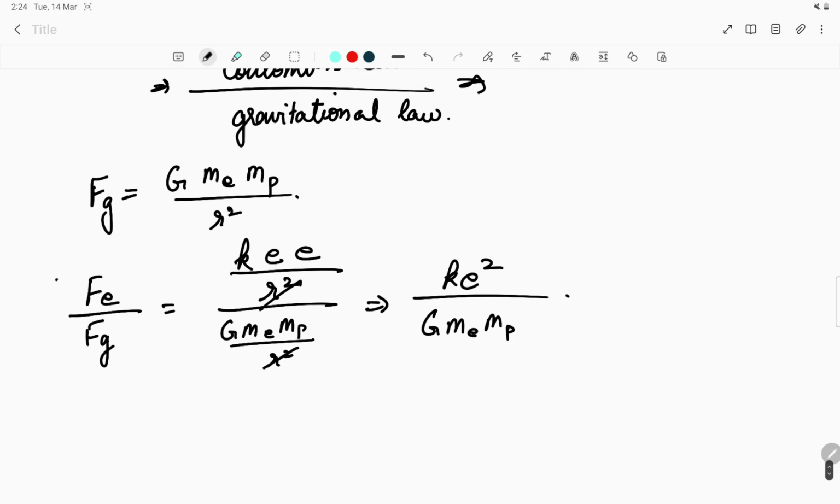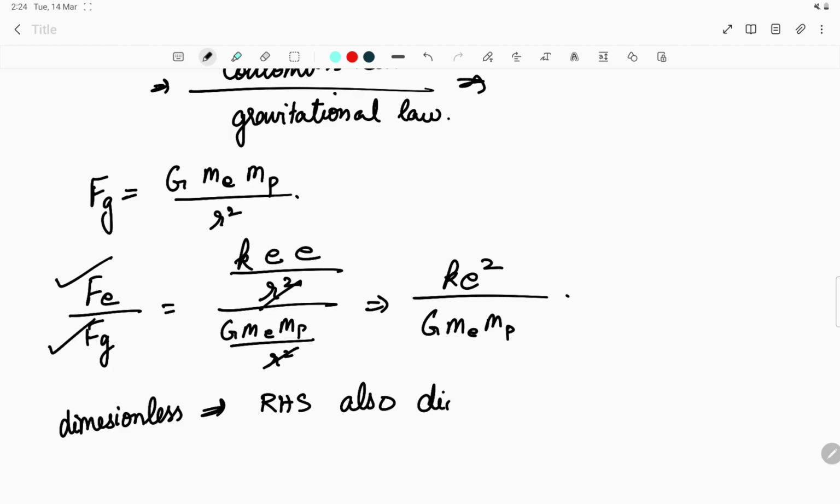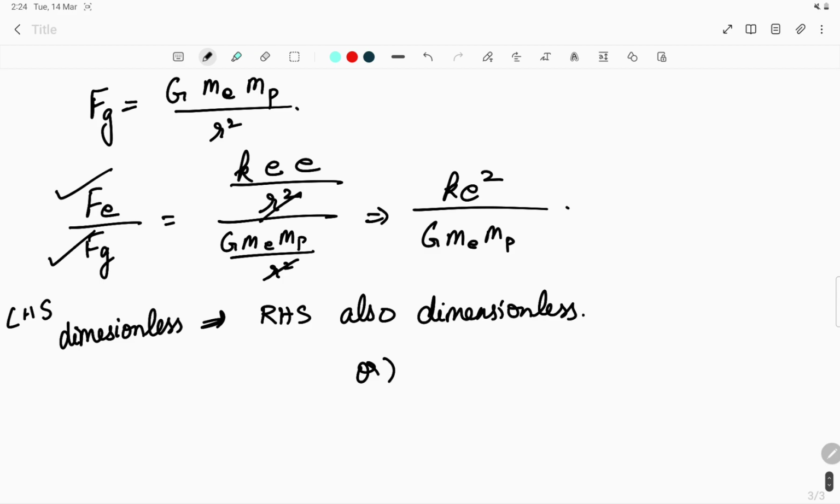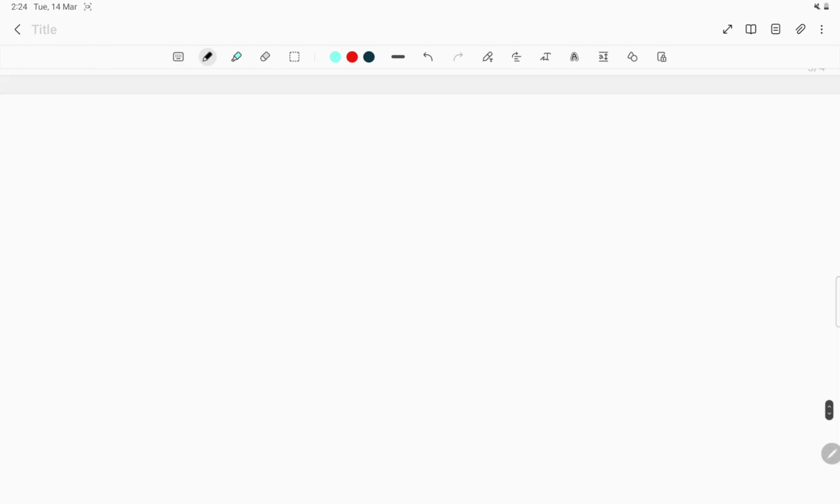Now look at this left hand side. What do you have here? This is nothing but force divided by force. Since the numerator and denominator both have the same dimensions, the left hand side is dimensionless. That means the right hand side is also dimensionless. So this is one way of doing it. LHS is dimensionless, therefore RHS is also dimensionless. You can do it this way, or you can individually substitute the units of each term.